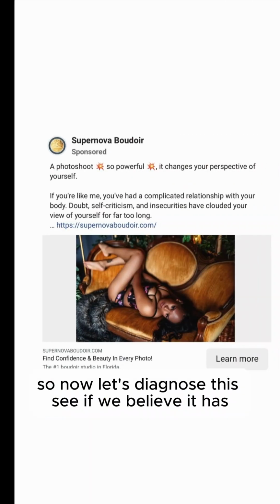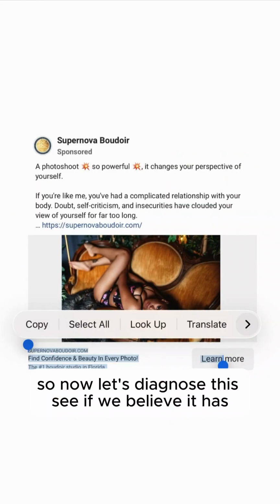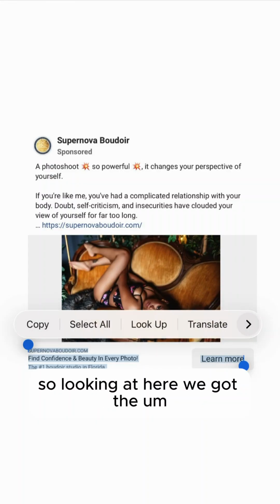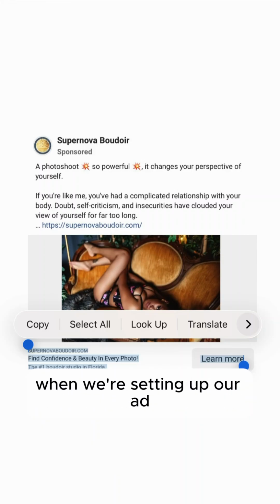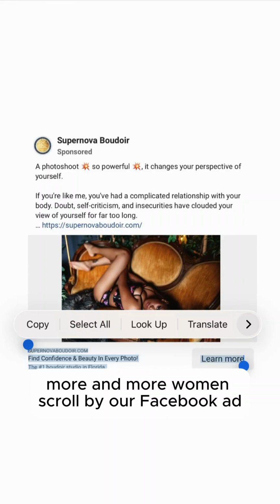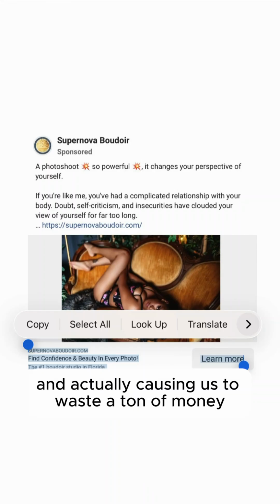So now let's diagnose this. See if we believe it has BLCS, aka Boudoir low click syndrome. So looking at here, we got the below creative cluster mistake. The false belief that causes us to make this mistake is we're trusting what Facebook tells us to fill out when we're setting up our ad is what we should fill out. But the consequence of following this false belief is more and more women scroll by our Boudoir Facebook ad out of 100, pulling our unique CTRL under 6%, and actually causing us to waste a ton of money.